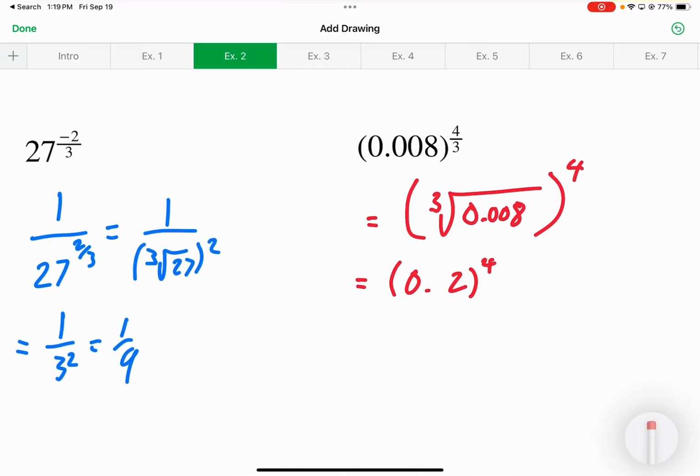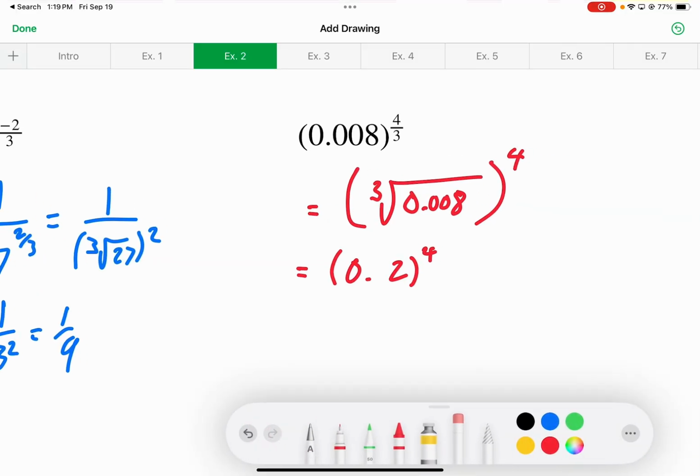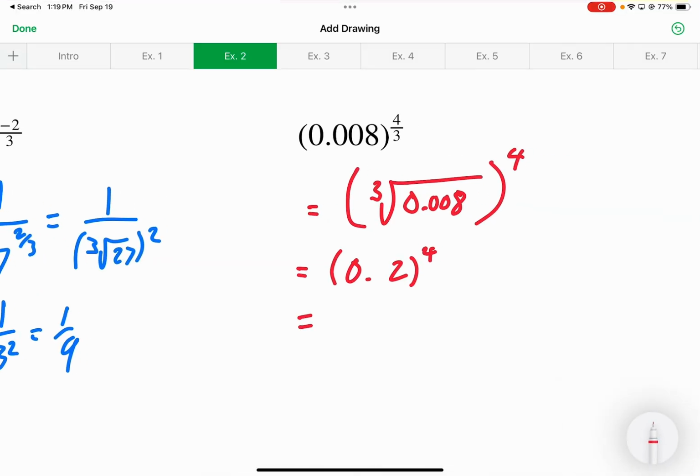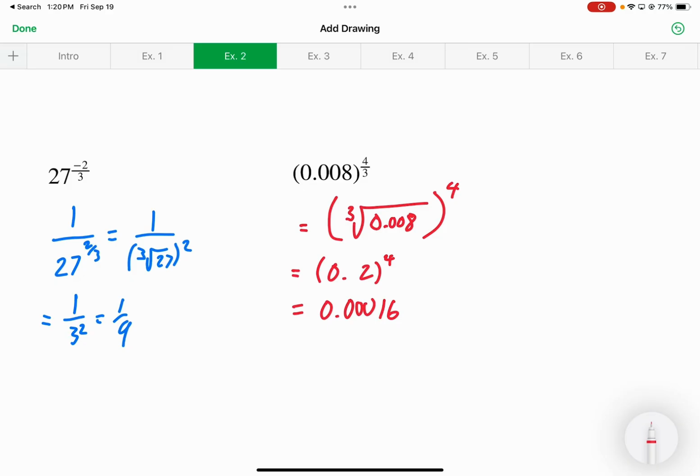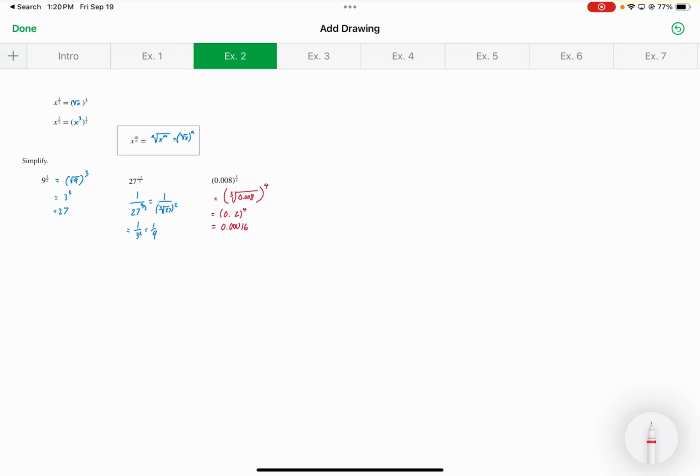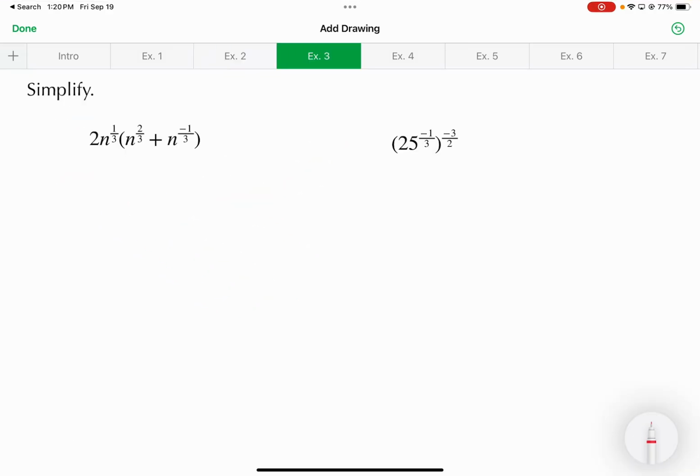My bad. 0.2. Now I have to take that to the 4th power. Oh my gosh. All right, well, the good news is we know what 2 to the 4th power is, right? 16. How many zeros are we going to have there? 1, 2, 3, and then 16. Good. Okay, cool. Let's do some more.